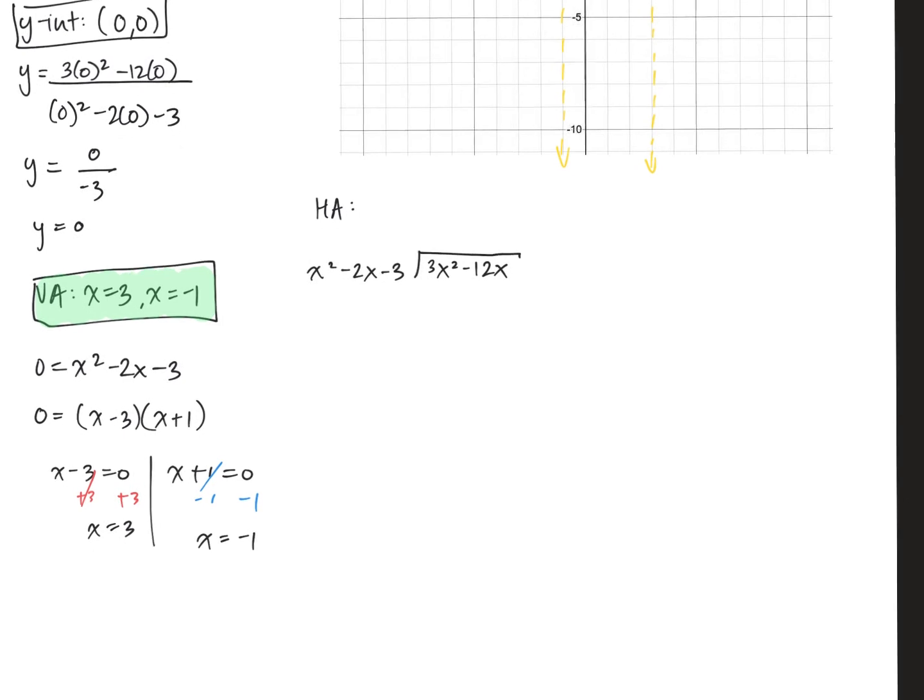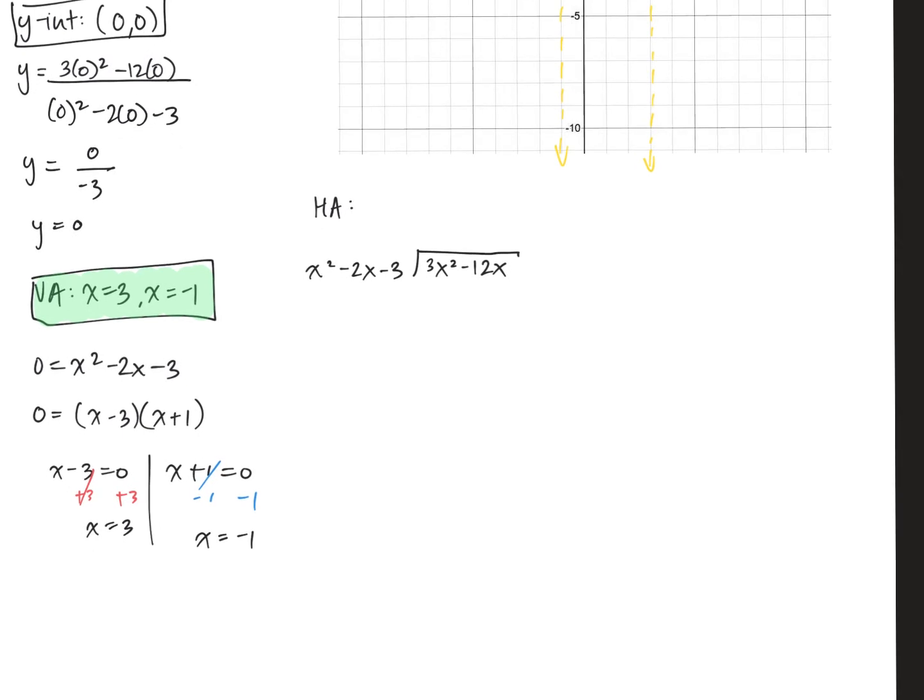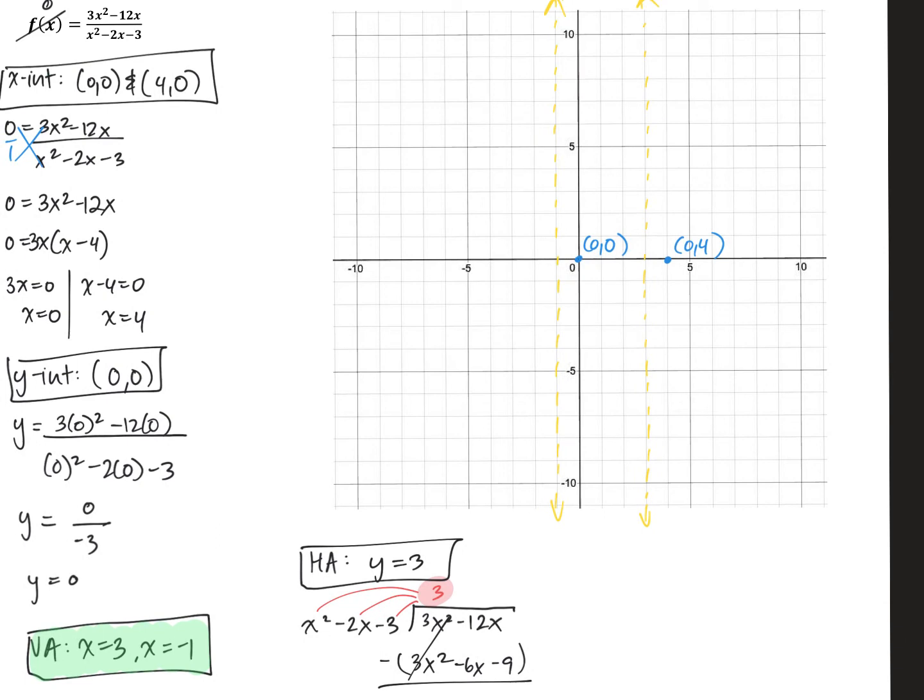Ooh, this time we can actually do the division. So x squared goes into 3x squared 3 times. And then, let's see what we have. So we have 3x squared, we distribute that in, minus 6x minus 9, cancel, and we're left with negative 6x plus 9. And we can just leave it right there. All we're interested in is the value on the top. And that is my horizontal asymptote, y equals 3. And let's go ahead and graph that in.